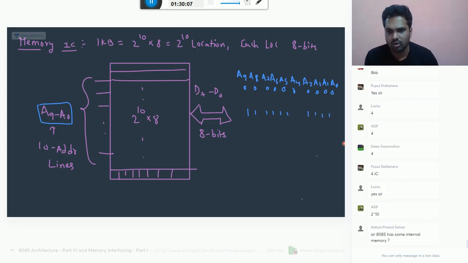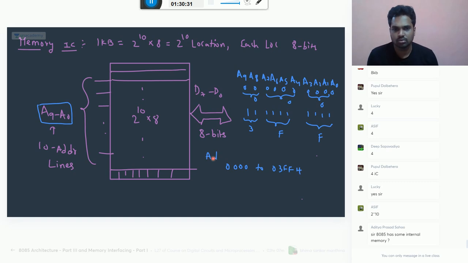Okay, please listen here. It is 3 in the hexadecimal, it is F, it is F. This is 0, 0, 0. So 1 KB is having the range from 0000 to this, which is the address range of 1 KB. The decimal equivalent is 1023 because 2 power 10 is 1024. If you want, you can convert it to decimal and check it.